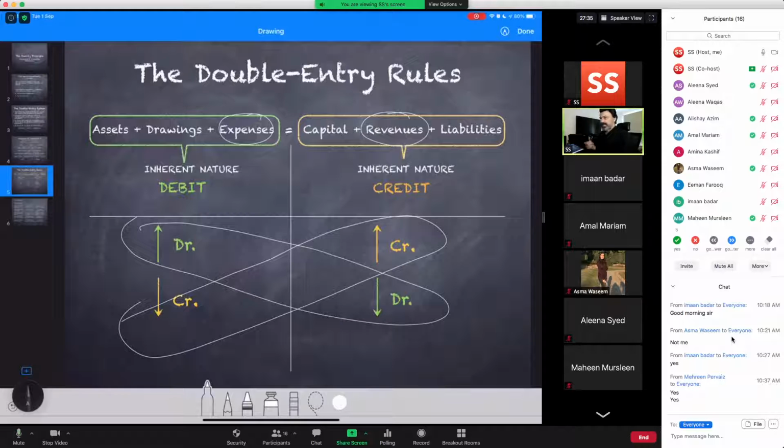And that is why I have color coded it in green, because in this case, it's sort of happening in our favor. So every time something favorable for the business entity happens, we debit it. So what is favorable in this case? That your assets are increasing or your obligations are decreasing, right?